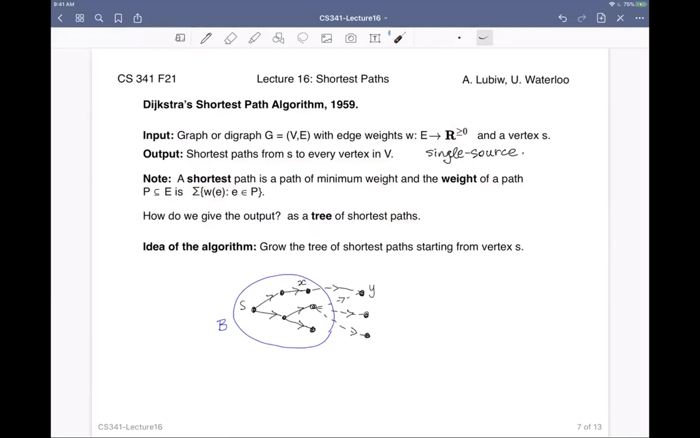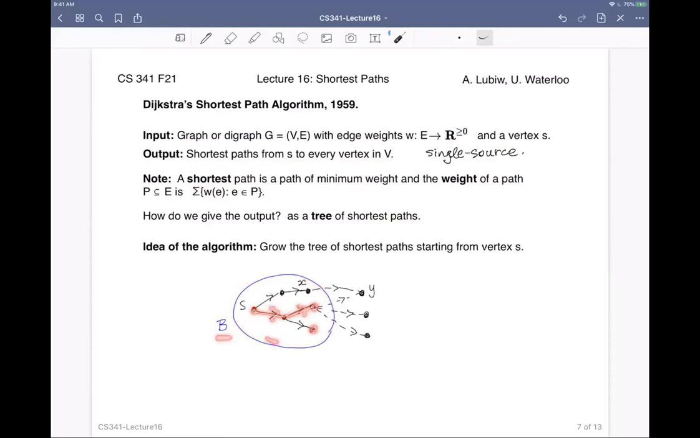Okay, so what is the idea of Dijkstra's algorithm? It's to grow the tree of shortest paths starting from vertex S. So this picture is going to look exactly like Prim. There's some similarities between this and Prim's algorithm. I've drawn it as a directed graph, but this algorithm works for directed or undirected. So starting from S, and initially I would have only S in my set of reachable vertices, I grow this shortest path tree so that at any point in time, I know what is the shortest path to every vertex in my set B, okay?